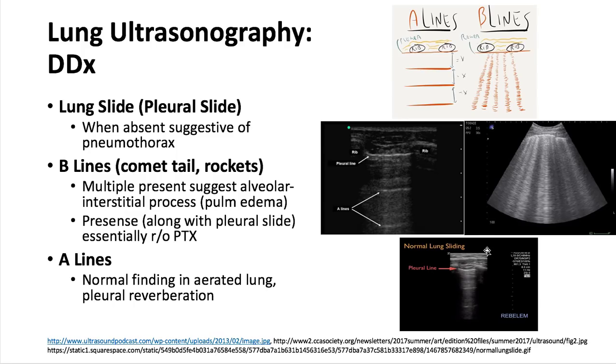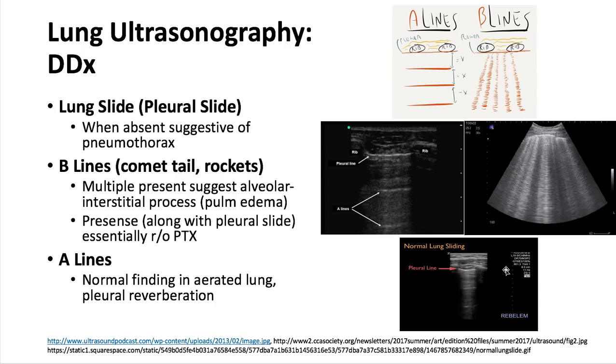Lung slide, if the pleura is sliding back and forth with each breath, we say that that's normal, and when it's absent, it's suggestive of pneumothorax. So if you put in a central line and the patient had problems with respiration and saturation and maybe peak airway pressures are up and you wonder, could this be a pneumothorax? Put a lung ultrasound probe on and look for that pleural slide, and when pleural slide is absent, that's suggestive of a pneumothorax.